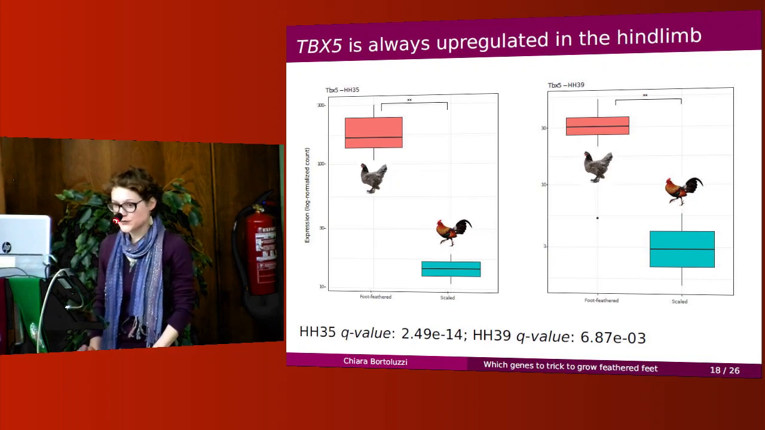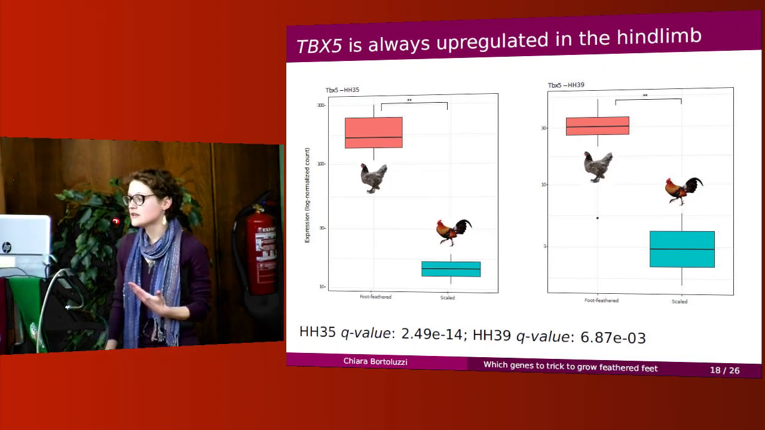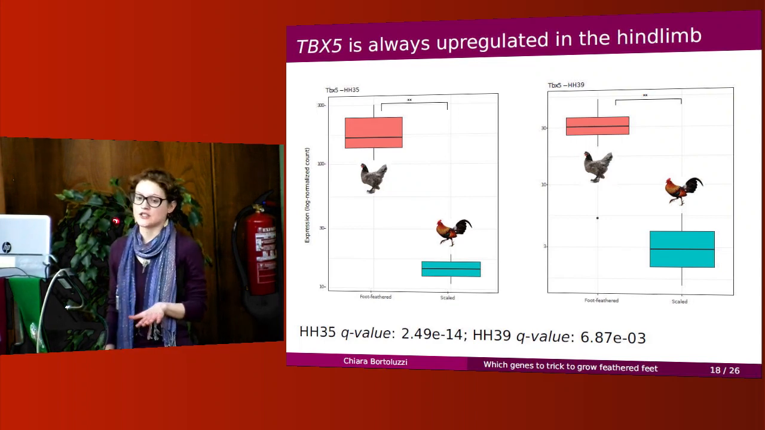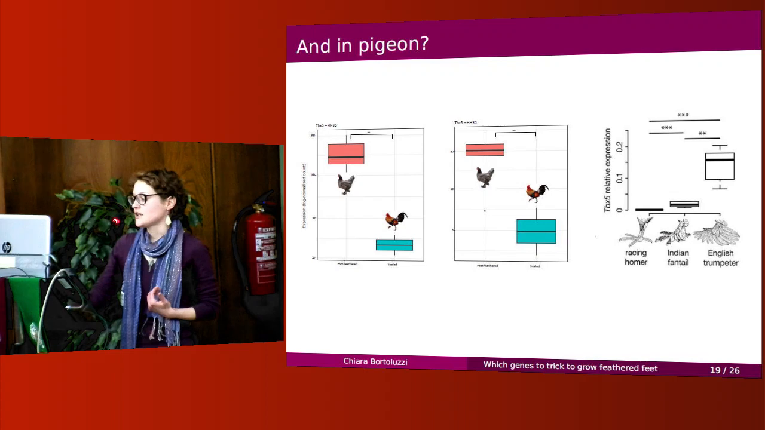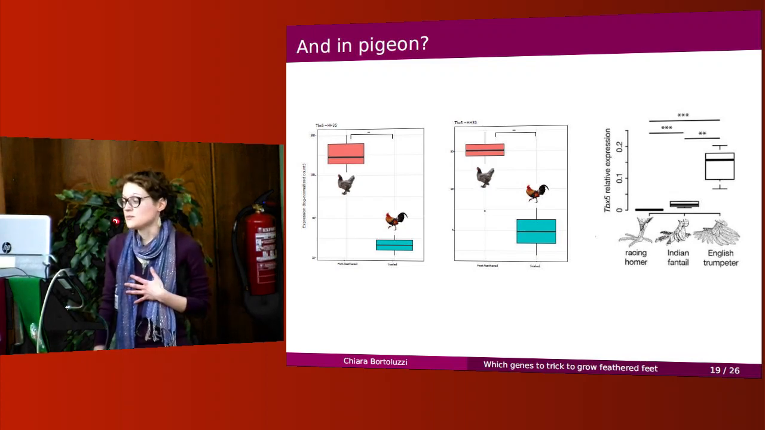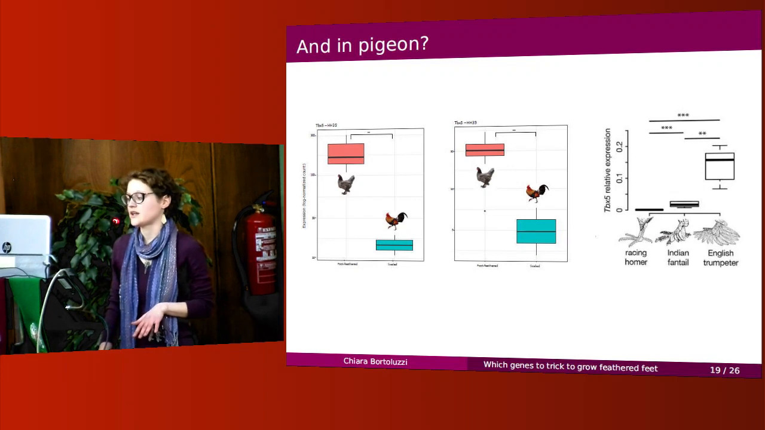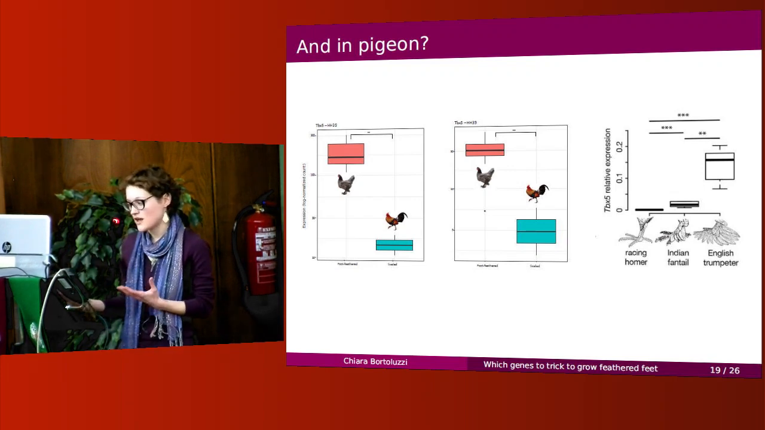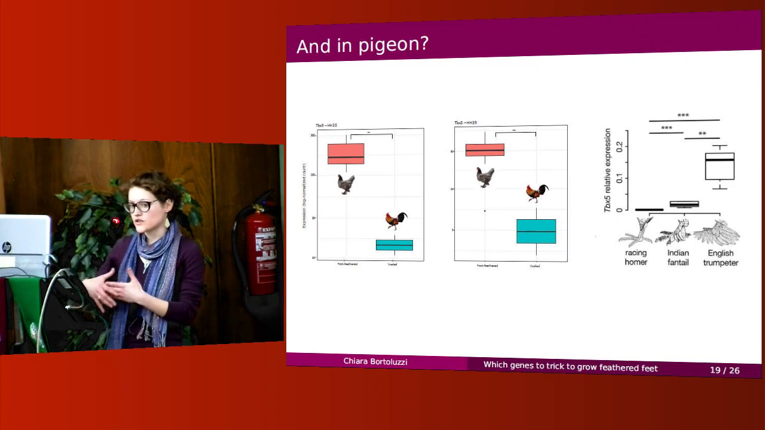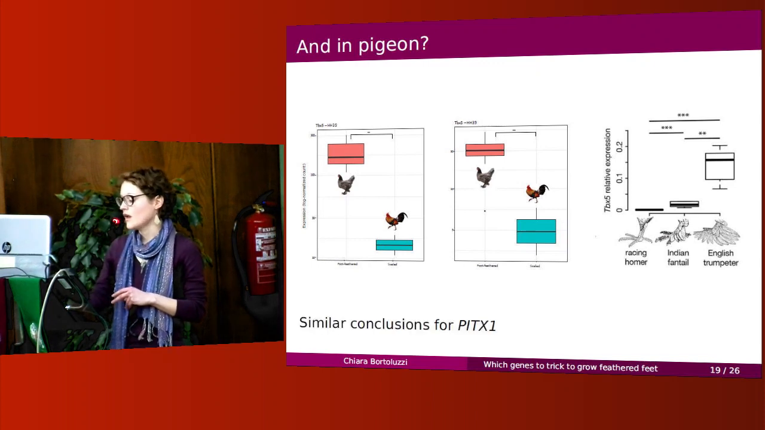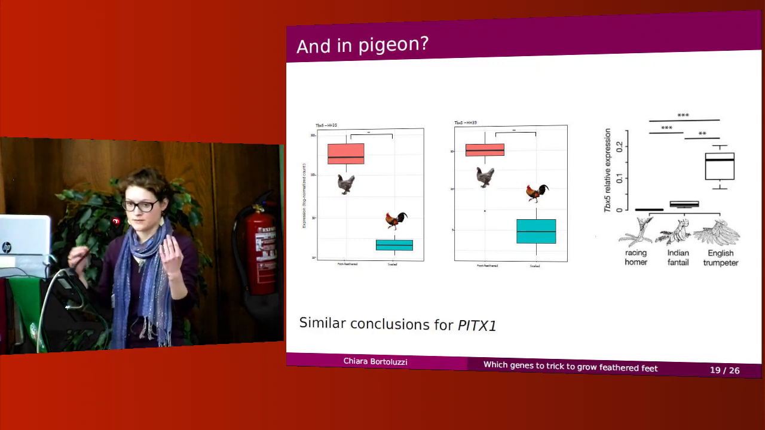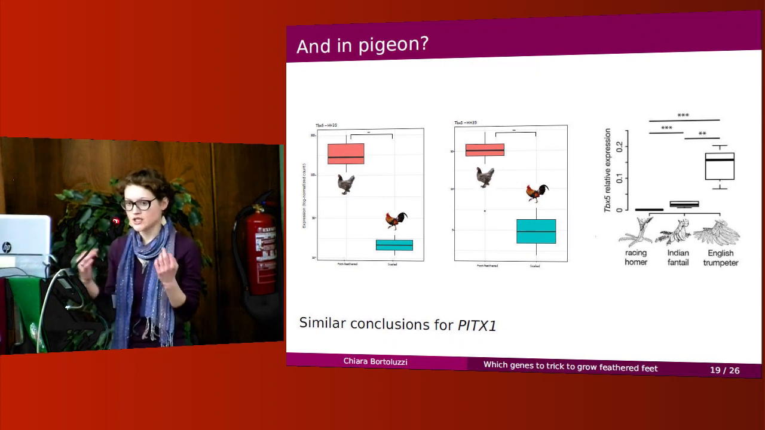We saw that TBX5 is always up-regulated in the hind limb of the individuals that had the phenotype, but was normally expressed in the individuals that did not have the phenotype. And if you look at the results that they had in pigeon, we see a very similar pattern. So also in pigeon, the individuals that had the phenotype, the expression of TBX5 was always much larger than in the individuals that did not have the phenotype. And we actually saw similar correlations also between chicken and pigeon in terms of the other gene, PITX1.